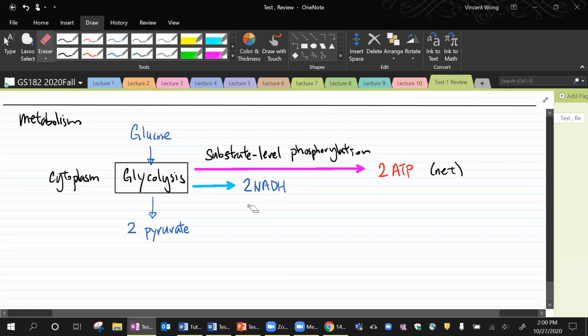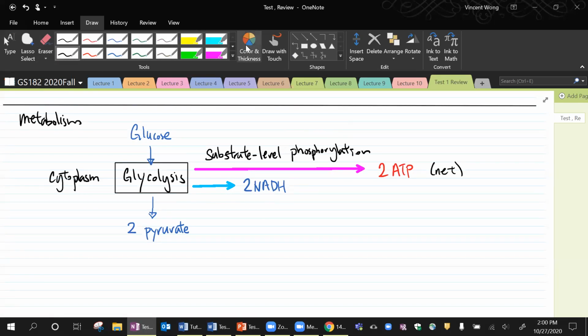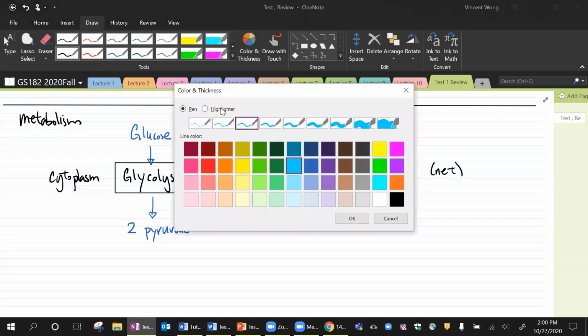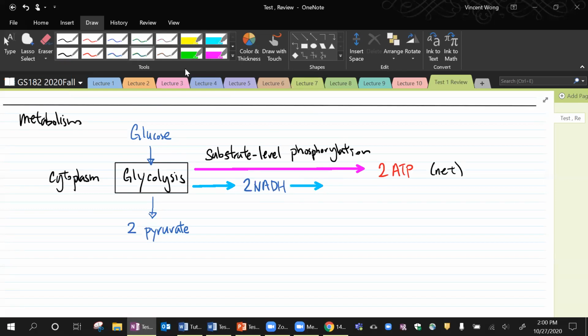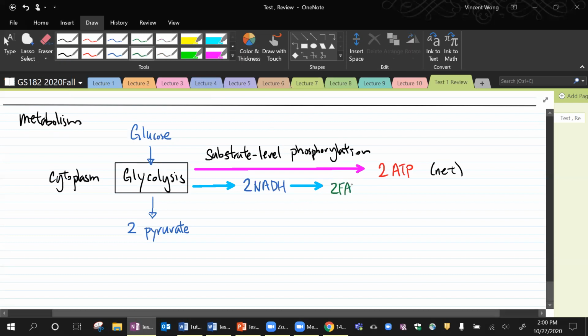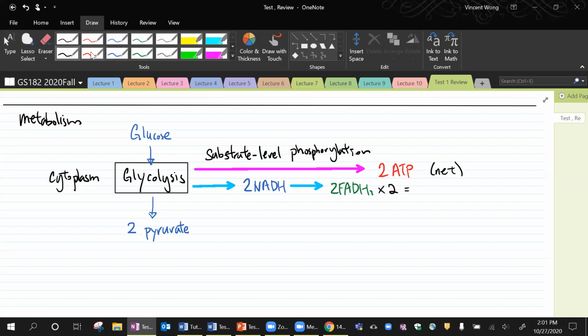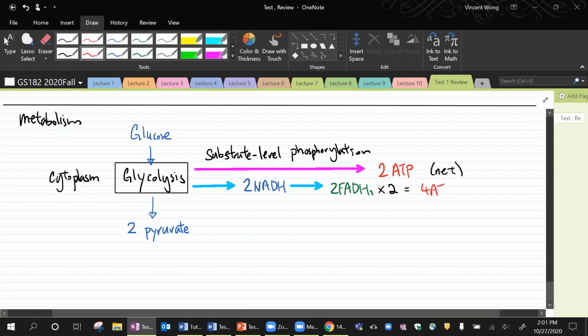And so what happens is these 2 NADH are actually going to transfer their energy to FADH2 molecules, and then we're going to times 2 ATP, which creates 4 ATP. Okay, 4 ATP.